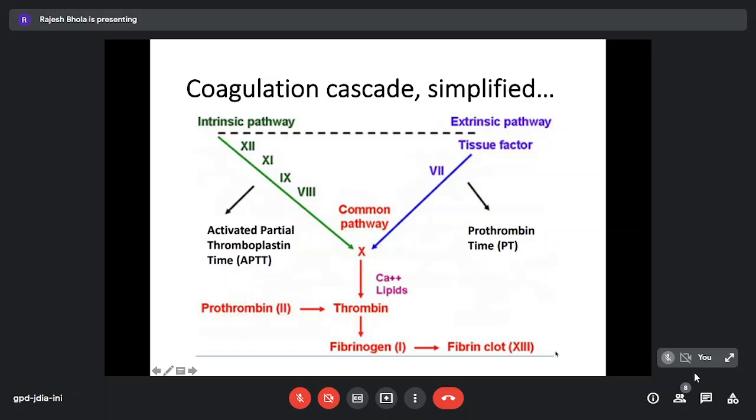Similarly, if you look at the usefulness of PT, PT governs the extrinsic pathway and the common pathway defects. The extrinsic pathway involves your tissue factor and factor 7, and the common pathway again is factor 5, 10, thrombin, fibrinogen. Whenever there is a defect in these, it can be reflected by prolongation of the PT, or prothrombin time.